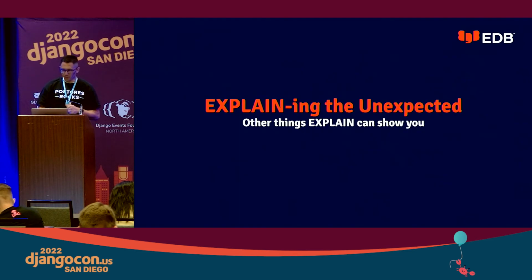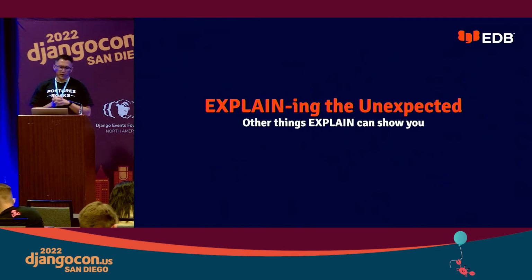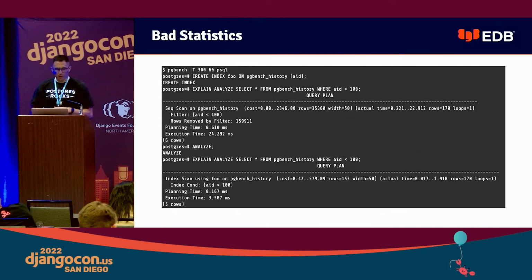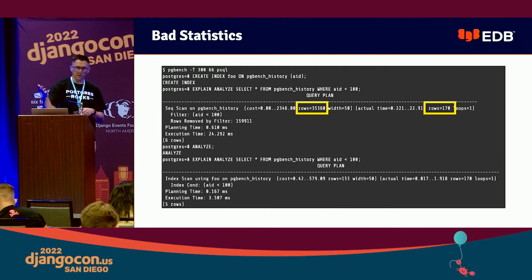Okay, so this is the final part of the talk, which is I wanted to share some real world examples of where explain can help you. Let's say I create this index and then I run this query, select star from pgbench_history where aid is less than 100. Now we see that there's a big misestimation. You're doing a sequential scan, and the second one I use index scan.